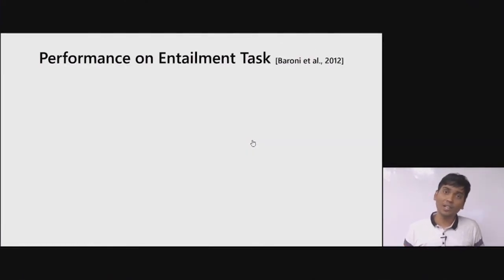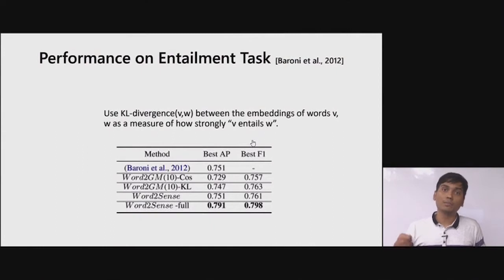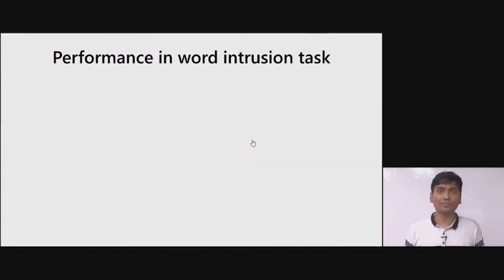There is another task called the entailment task, where we have to say if one word is a kind of another. For example, cat is an animal, but animal is not a cat. There is a data set given by Baroni, and the Gaussian models Word2GM were actually prepared for performing this task because Word2Vec couldn't. We use KL divergence between 2 Word2Sense embeddings to say how much a word entails another word, and turns out we kind of beat the Gaussian models in this task.